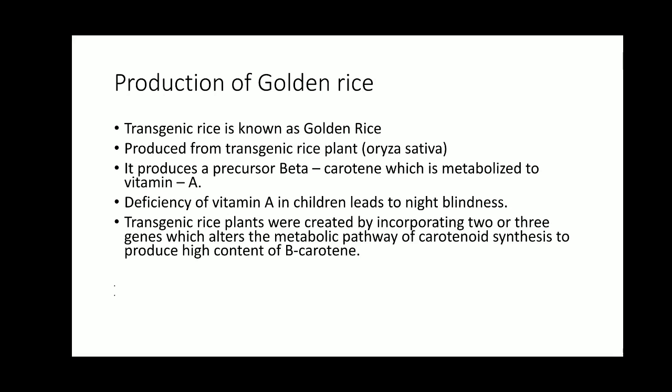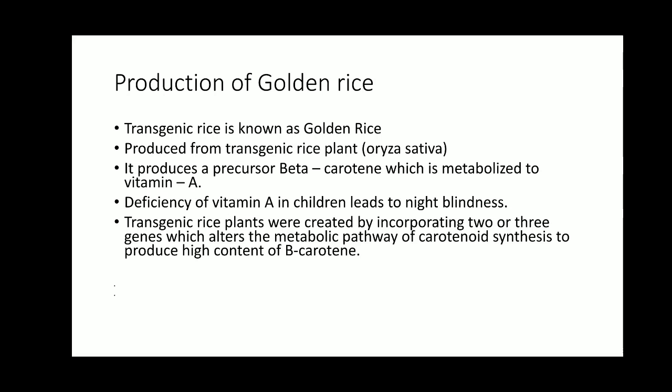Everybody needs vitamins, right? In the metabolic pathway for the synthesis of vitamin A, beta carotene acts as a precursor. Now, why is this vitamin A important? Because the deficiency of vitamin A leads to night blindness. In many countries, children are suffering from night blindness. So in order to prevent that, the rice itself is enriched with the precursor beta carotene.